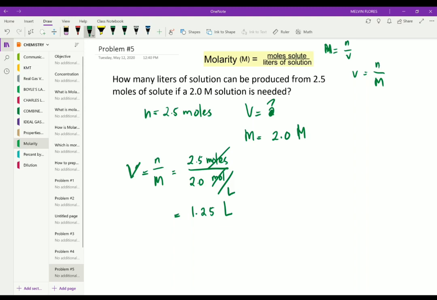All right, so that's how you express concentrations of solutions using molarity, which is moles of solute divided by the liters of the solution.